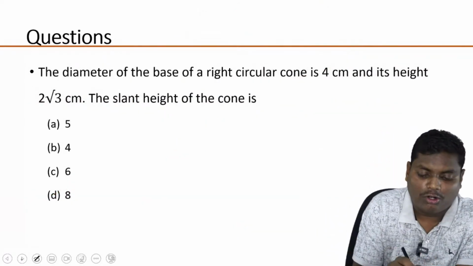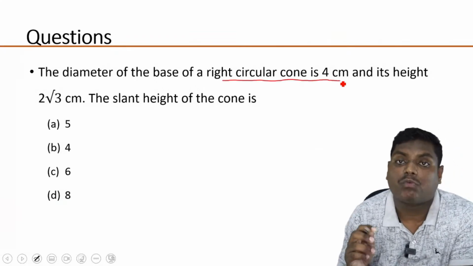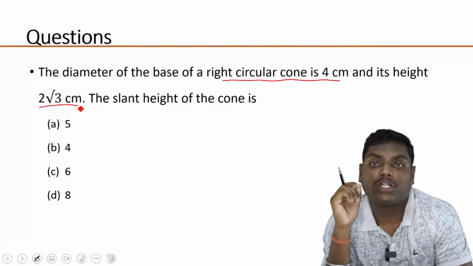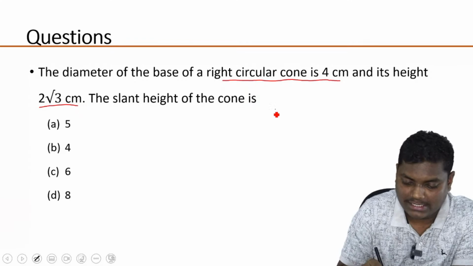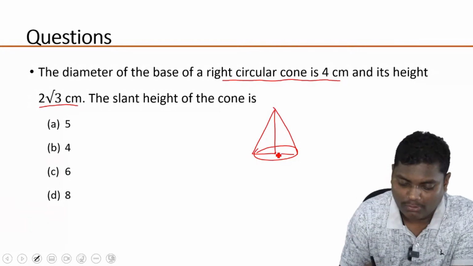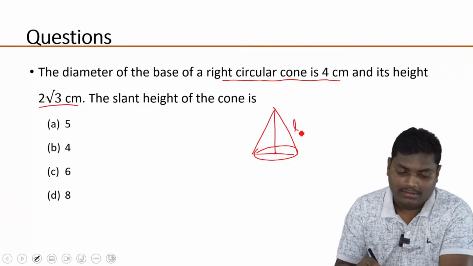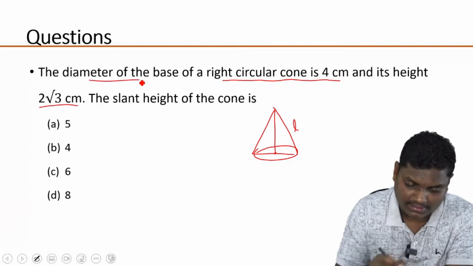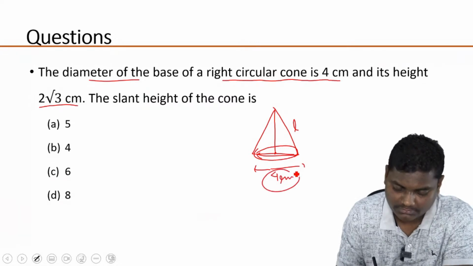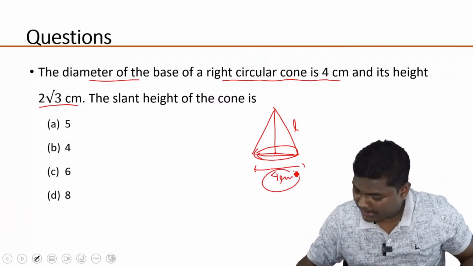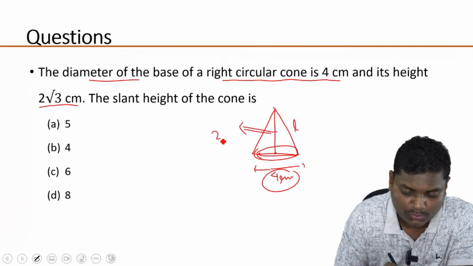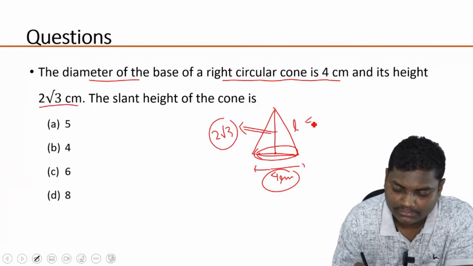The diameter of the base of a right circular cone is 4 centimeter and its height is 2 root 3 centimeter. Find the slant height of the cone. So basically, a right circular cone looks like this. Now the slant height is basically this L. They have given us the diameter of the base to be 4 centimeter, and the height is 2 root 3. You have to find L.